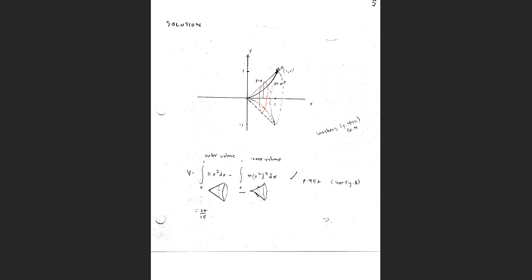Okay, and the radius for that circle is from here to here. So that radius is x. So you take x squared. You know, again, pi r squared. That'll get you the outer volume.